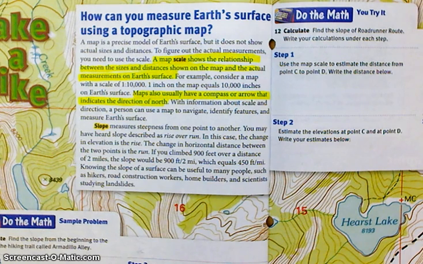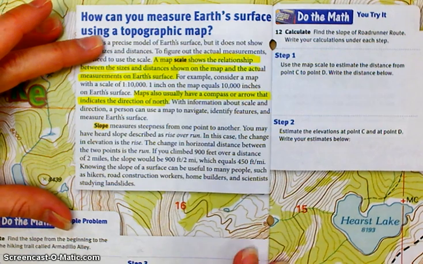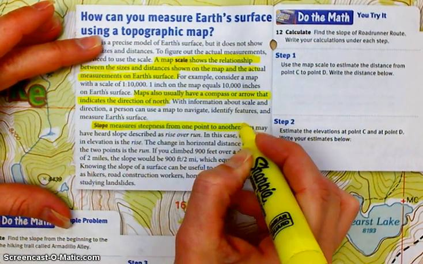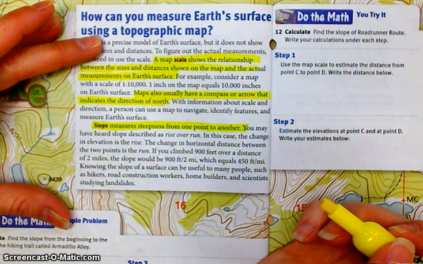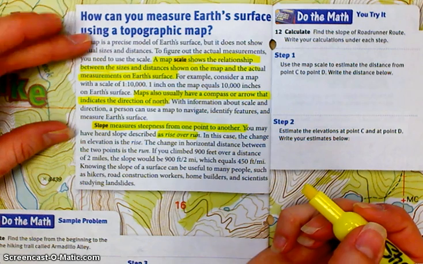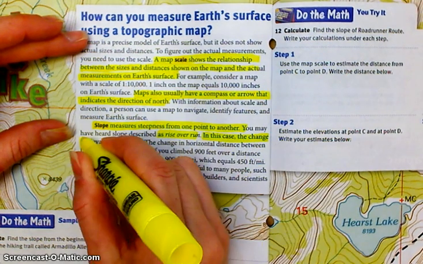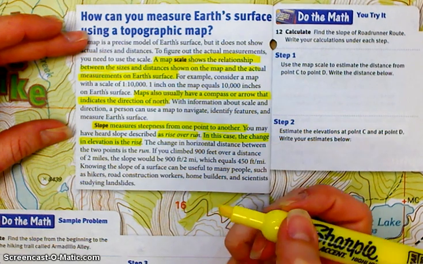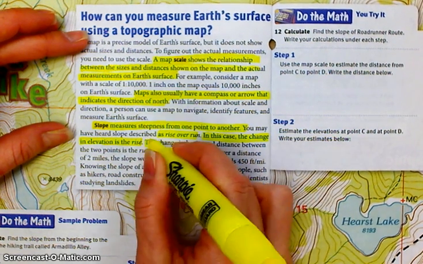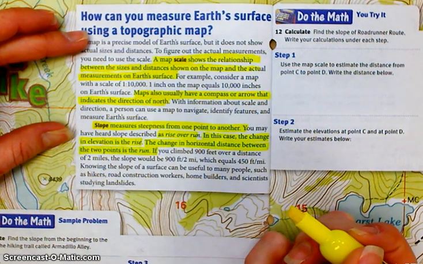Okay, I want to talk to you next about slope. Slope measures the steepness from one point to another. You may have run across the word slope in math class as far as the slope of a graph. You might have heard it described as rise over run. In this case, the change in vertical elevation would be your rise. Vertical would be, if you were graphing this, along the y-axis. And the change in horizontal distance between the 2 points would be the run.